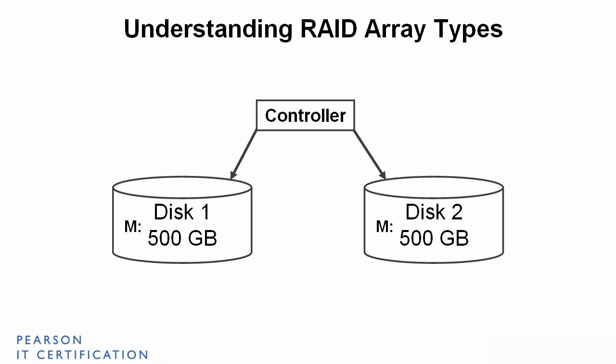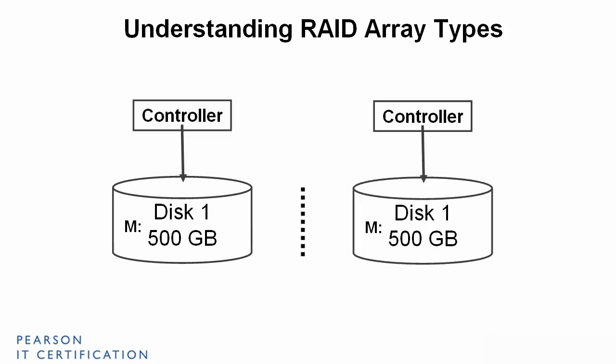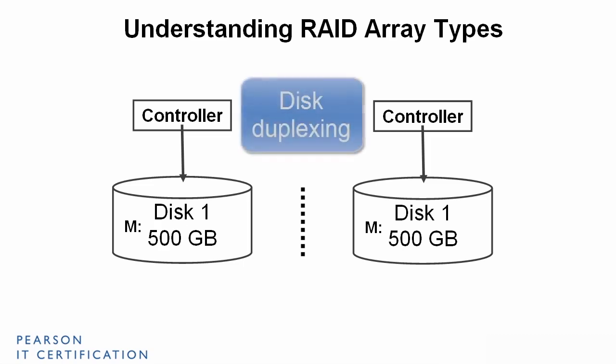One of the issues you might find with RAID 1 arrays is that the controller acts as a single point of failure. And so you could create a new configuration where each disk is connected to a separate controller. And this is known as disk duplexing. So you have even more fault tolerance at this point.